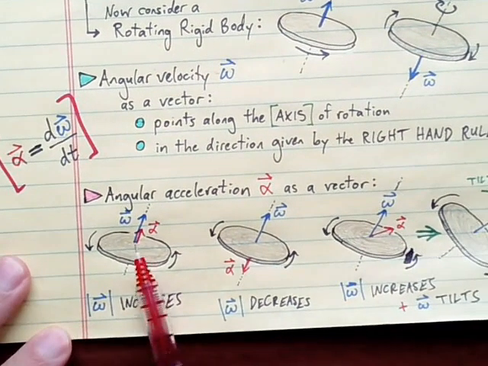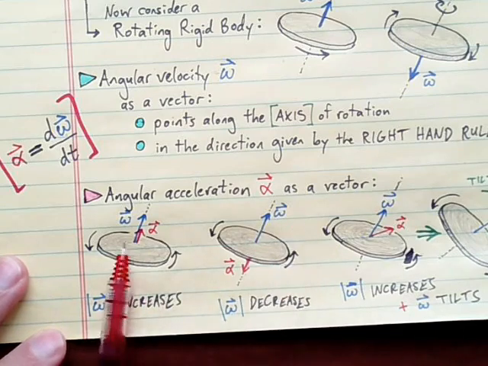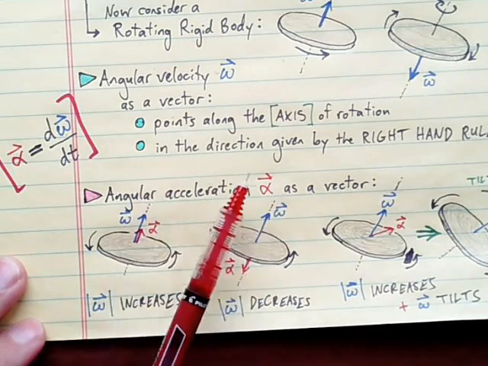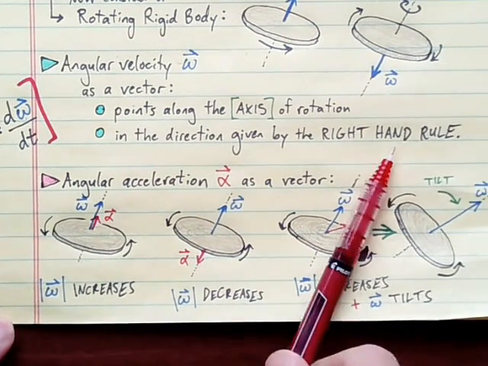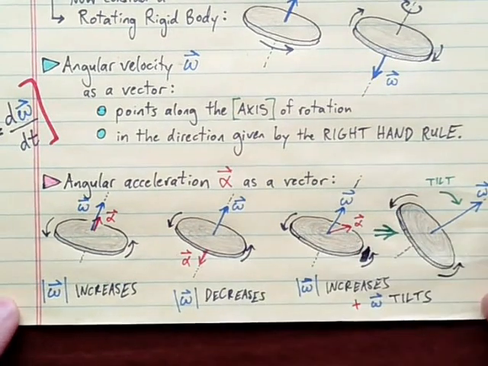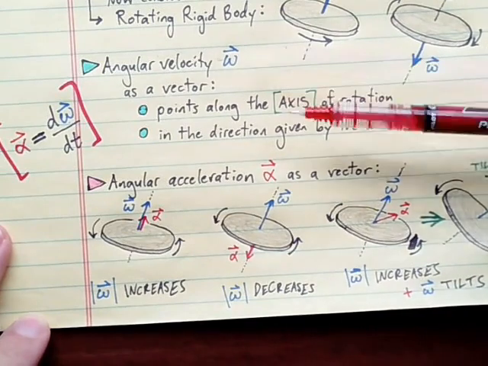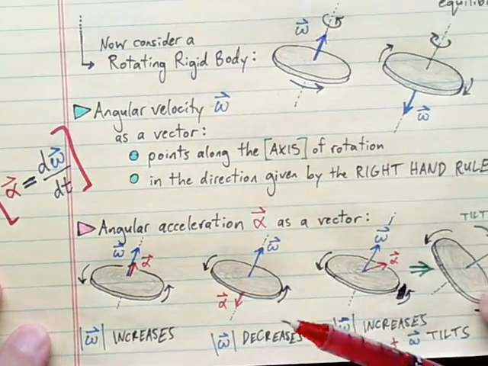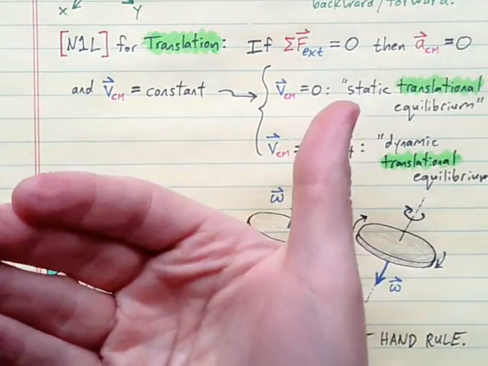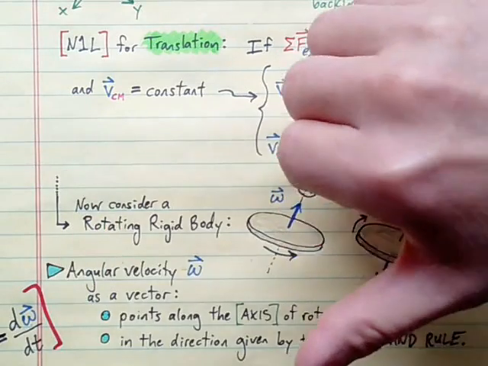We'll be dealing primarily with scenarios like this, where alpha is either causing omega to increase or decrease, but omega is going to be fixed in direction. We generally won't worry about tilting axes of rotation for the time being. All right, so we've introduced omega and alpha as vectors now and discussed how they relate to the axis of rotation and the right-hand rule to relate a rotation direction to a vector direction.